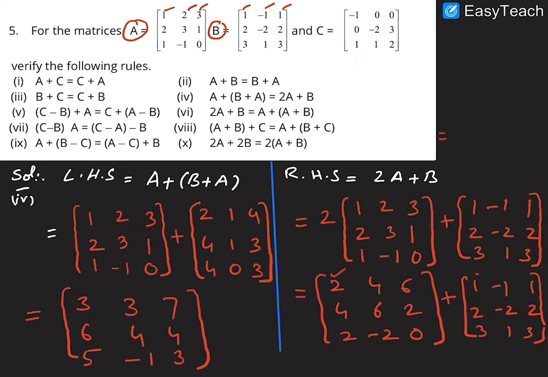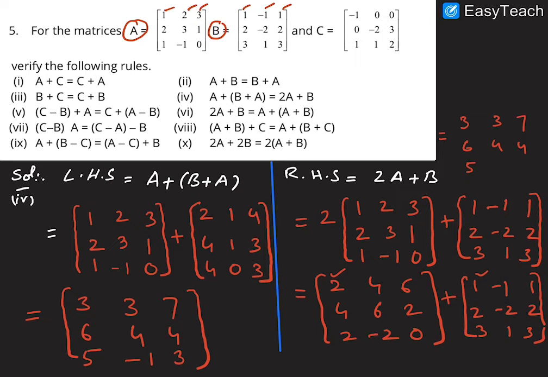So 2 plus 1 is 3. 4 minus 1 is 3. 6 plus 1 is 7. 4 plus 2 is 6. 6 minus 2 is 4. 2 plus 2, 4. 2 plus 3, 5.